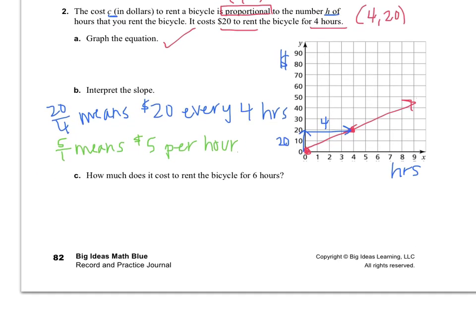Last one, letter C. How much does it cost to rent the bicycle for 6 hours? So you have to find where your graph is intersecting at 6 hours. So 6 hours is right here, and the graph hits it right here. So that's the point (6, what)? What is the y value that matches? This is the point (6, 30). So that 30 represents the answer. It's $30 at 6 hours.